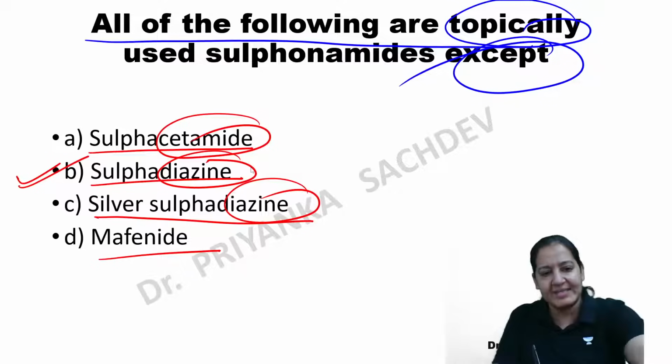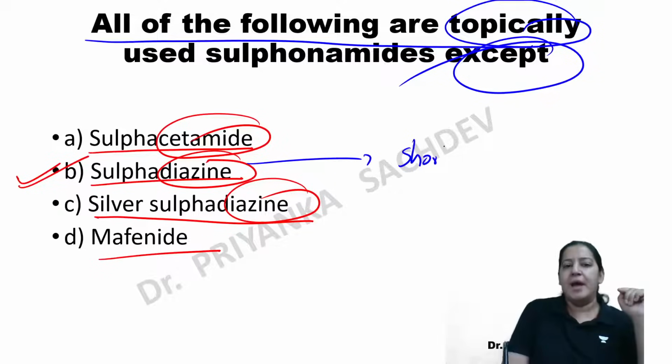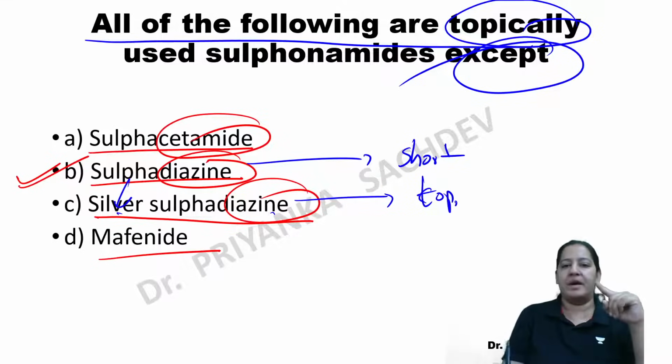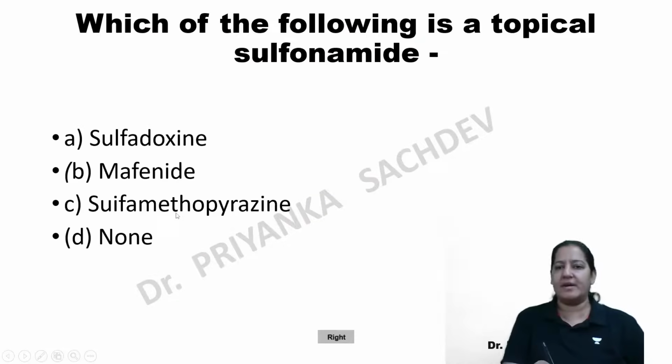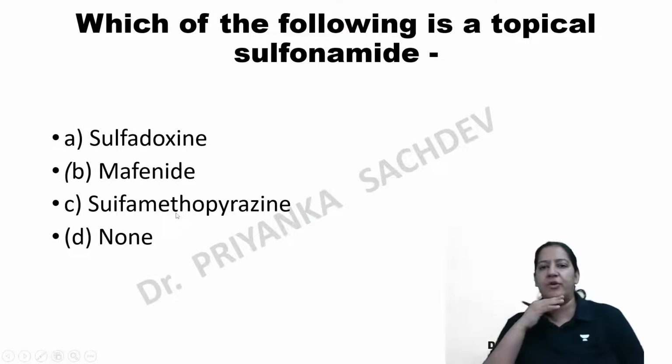If I say only sulfadiazine, it is short acting. But if I add silver to it, silver sulfadiazine, it will become topical. So this one is short acting, not topical, if only sulfadiazine is there. So the correct answer here is B. You got my point? The next question is in front of you.